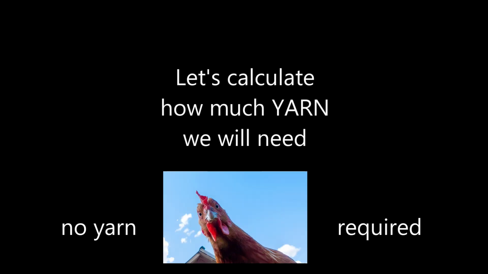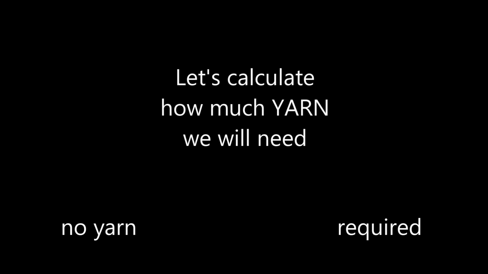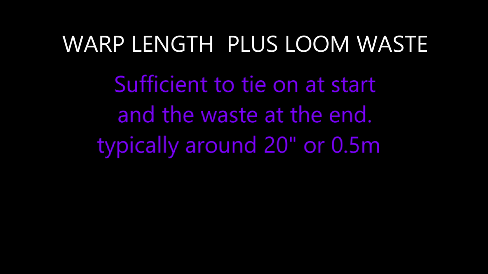Now let's calculate how much yarn we will need so you don't need to play yarn chicken. Now, to calculate the warp length, we need to add loom waste. You will need to have enough for your project or projects, plus you need to have enough for tie-on at the start and the waste at the end of your project. For a rigid heddle loom, you would use around 20 inches or half a metre.